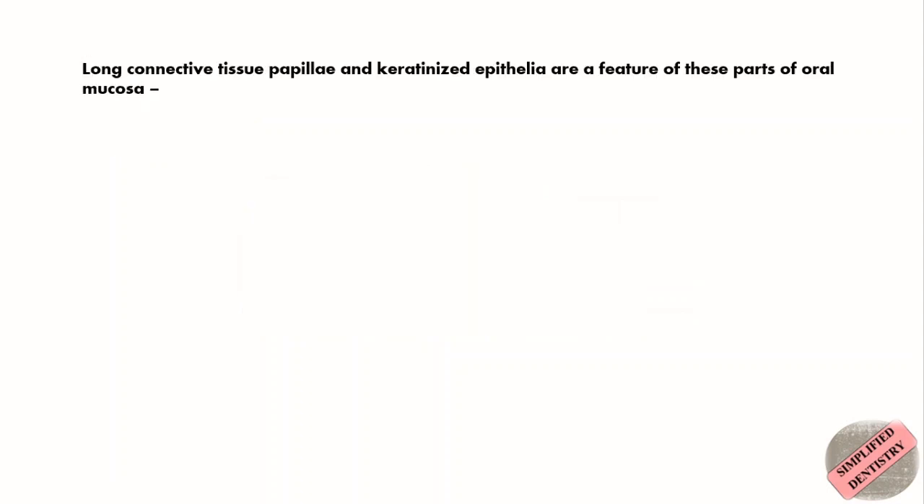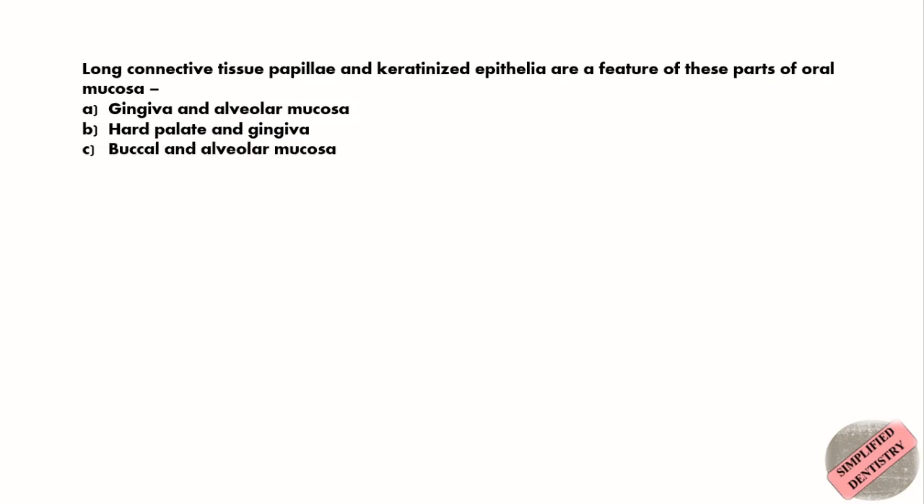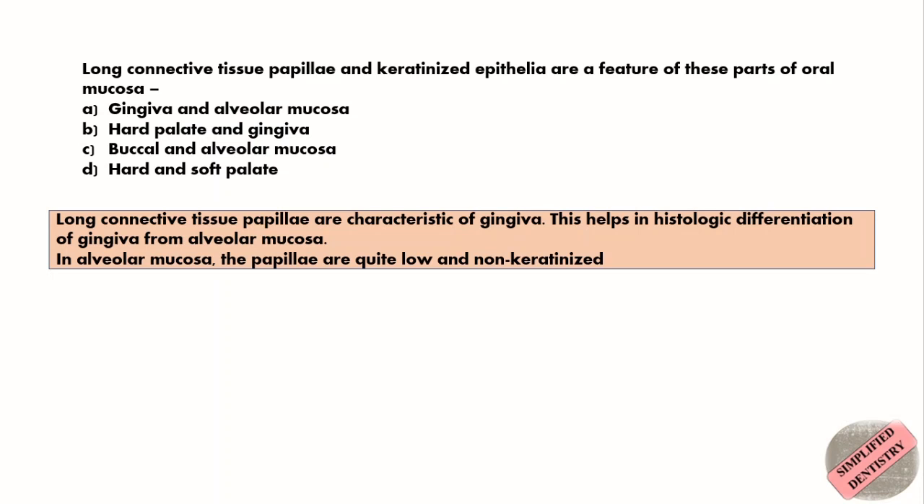Next question is long connective tissue papilla and keratinized epithelia are a feature of these parts of oral mucosa. Option A gingiva and alveolar mucosa, option B hard palate and gingiva, option C buccal and alveolar mucosa, and option D hard palate and soft palate. So the long connective tissue papilla are characteristic of gingiva. This helps in histologic differentiation of gingiva from the alveolar mucosa.